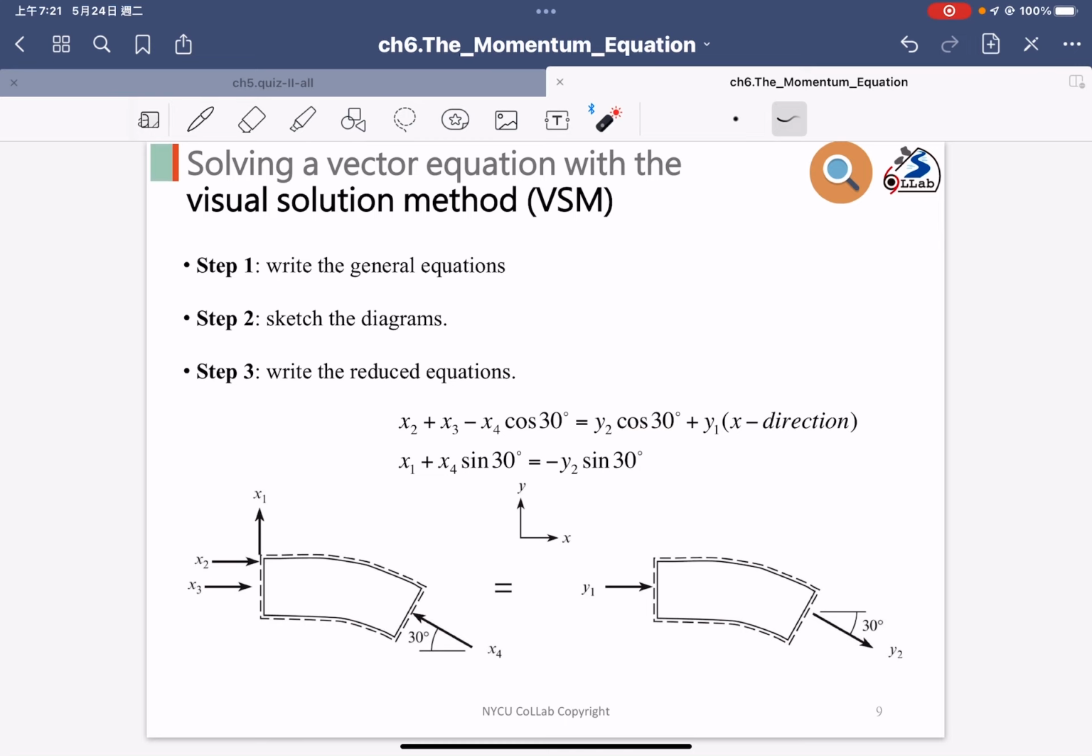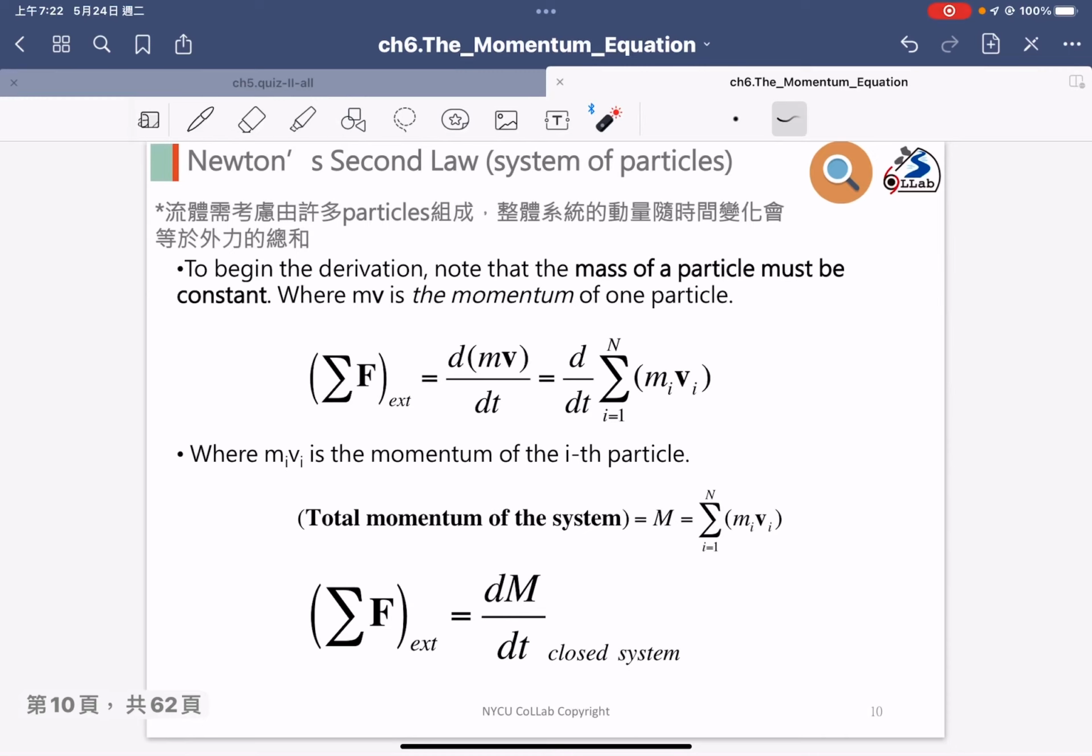Okay, and the second one is related to the y direction. So again, you can try by yourself. This slide just shows the idea: if the right hand side and the left hand side are vector equations, you can make the balance. So the first step, you need to sketch the diagrams and reduce the equation from vector to scalar.